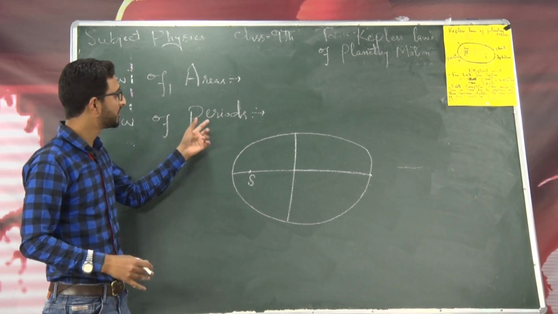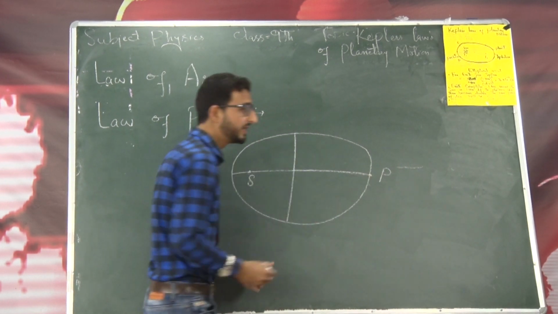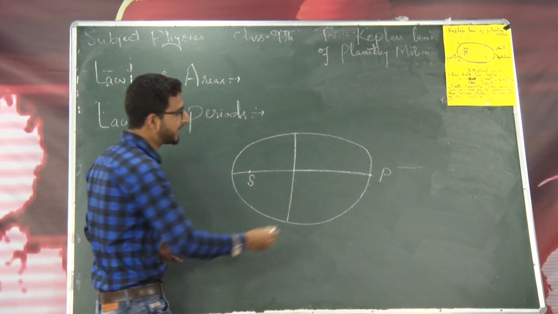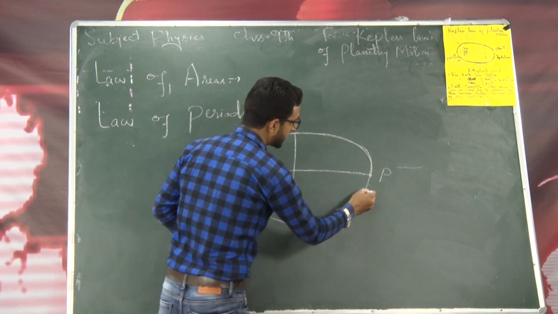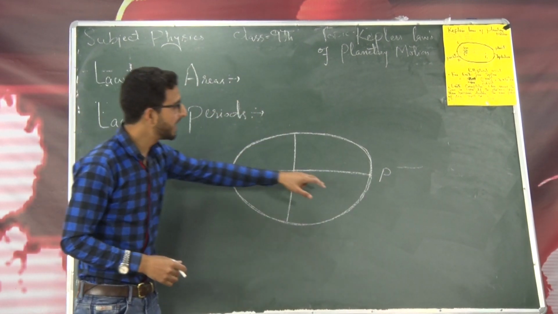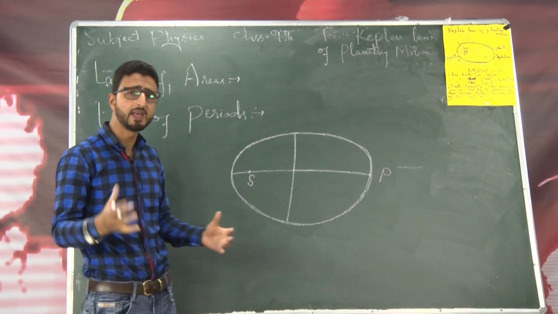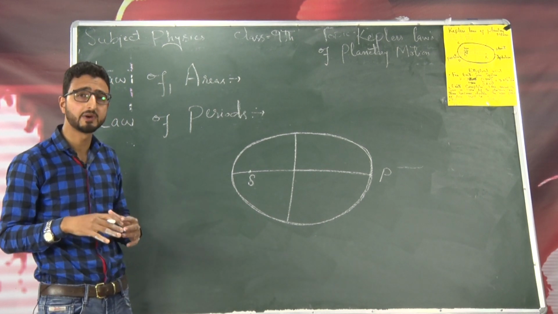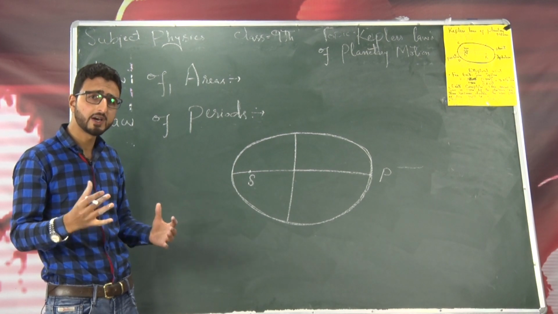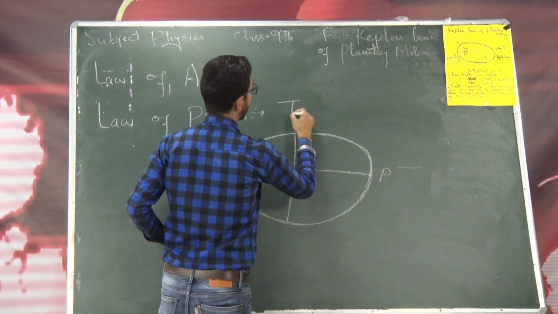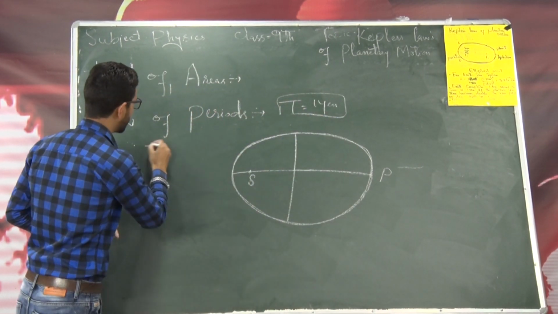Now let me try to define the time period of a planet. Suppose the planet is here, let me call this point P. The time taken by the planet to complete one revolution around the sun is called the time period of a planet. Simply, time taken to complete one revolution around the sun is called the time period of the planet, and you are already familiar with the time period of earth. Do you remember how much time it takes the earth to complete one revolution around the sun? Yes, it is equal to 1 year. Okay, now this is the time period. I have already defined it.